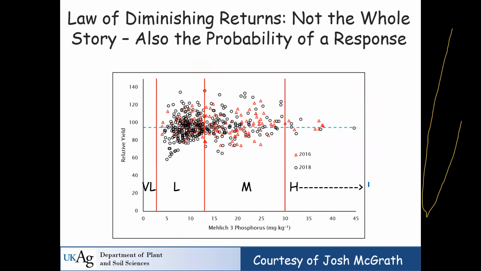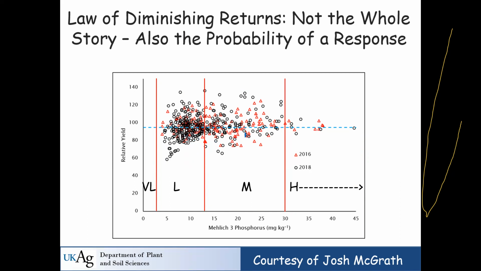The law of diminishing returns is not the whole story. There's also the probability of response. This was a lot of data determined by my colleague, Josh McGrath. And he plotted relative yield. And by the way, the reason he has some of these higher is because he was using relative to a mid-level phosphorus application check. And there were areas of the field that gave a good response when the soil test was low, and there are a lot of these in here where it really gave a low yield, but there were some that weren't. Phosphorus wasn't the limiting factor.